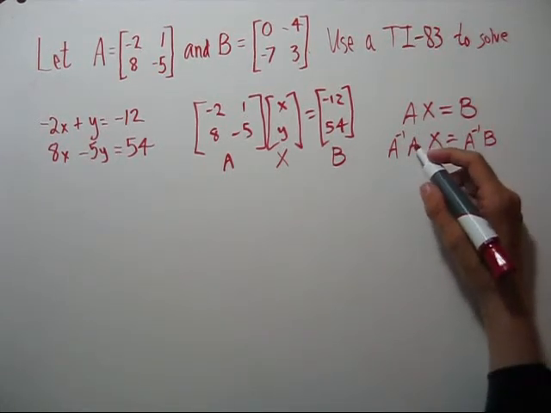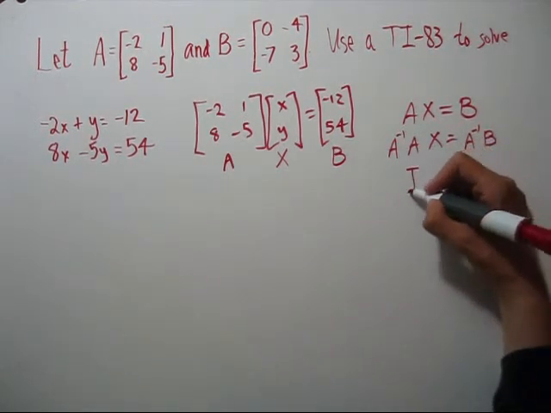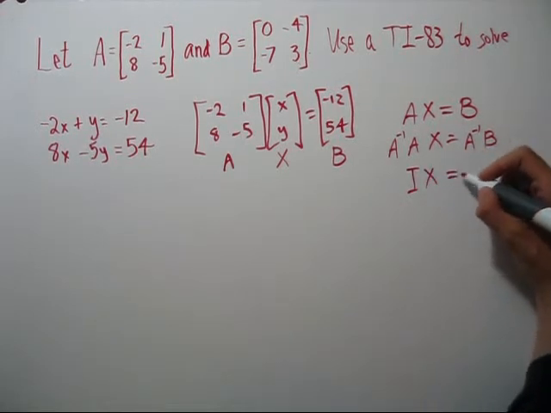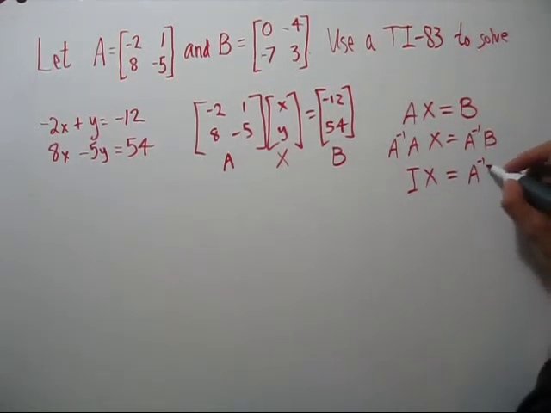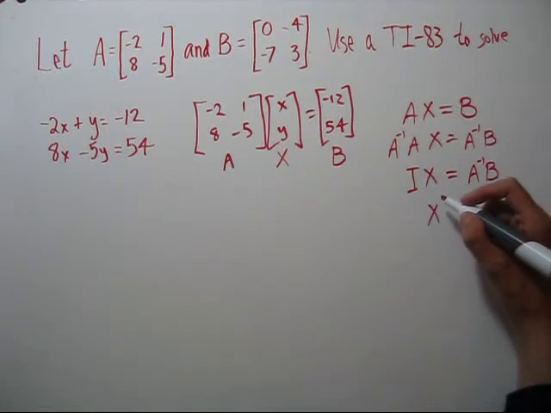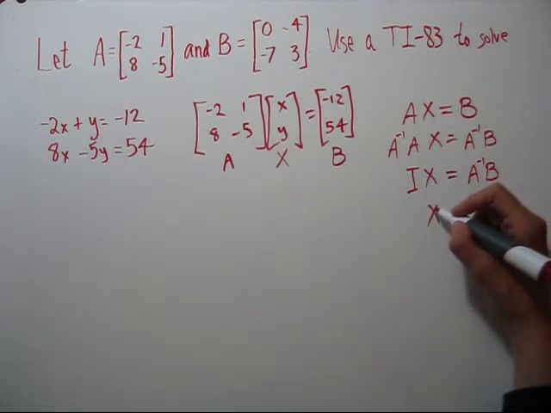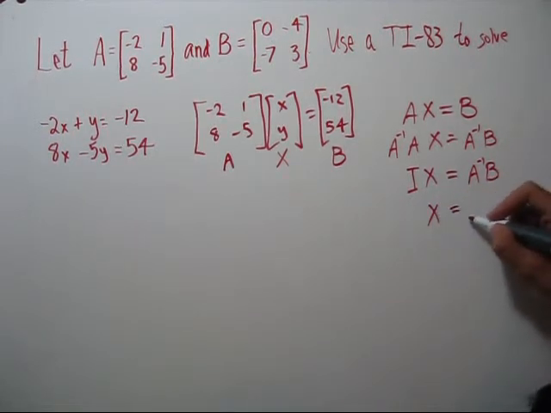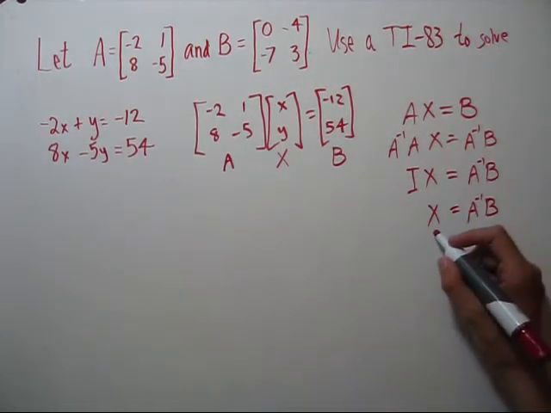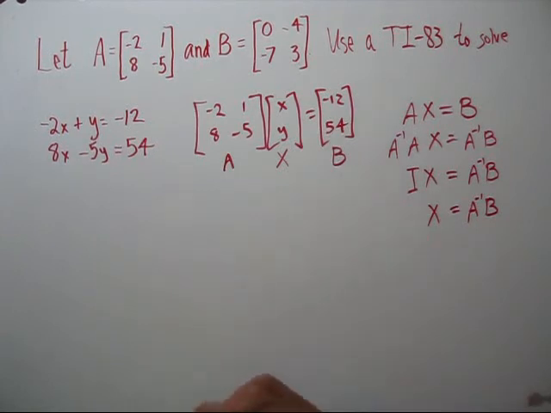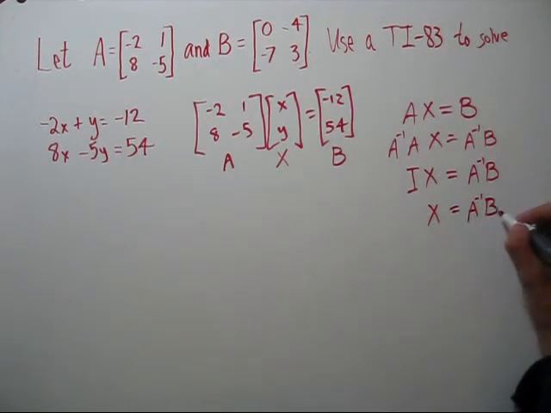Now A inverse times A is the identity matrix. That comes from the definition of inverse. The identity times anything is just that same thing. So we get that X equals A inverse times B. So we can solve for little x and little y by multiplying A inverse times capital B.